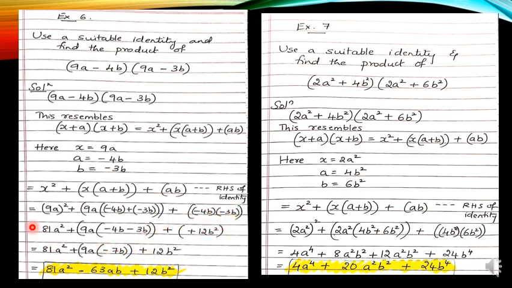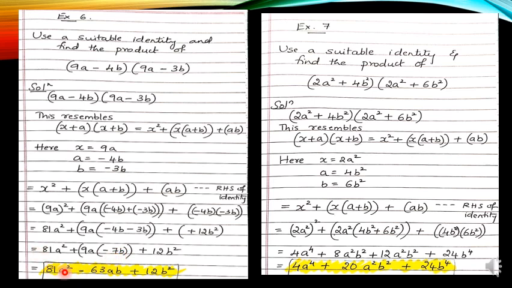Next step. 81a square as it is plus 9a. What is minus 4b and minus 3b? When two terms are having minus sign and when they are like terms, you can add them, but the answer should be kept in minus sign. So 9a minus 7b, that is 9a into minus 7b plus 12b square.